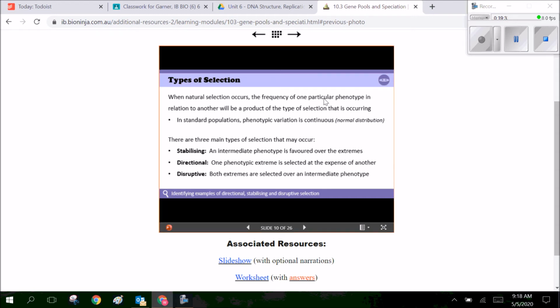And these are patterns or ways in which we could take a look at how the gene pool is changing in terms of its phenotype over time. Stabilizing is when the intermediate phenotype is favored over the extremes. So in other words, if we had small beaks, medium beaks, and large beaks, the medium beaks would be preferred in stabilizing selection. Directional means one extreme phenotype is selected at the expense of another. So in other words, beaks are getting larger all the time, or beaks are getting smaller all the time, but they're going in one direction. So the population is either increasing as a whole or declining as a whole.